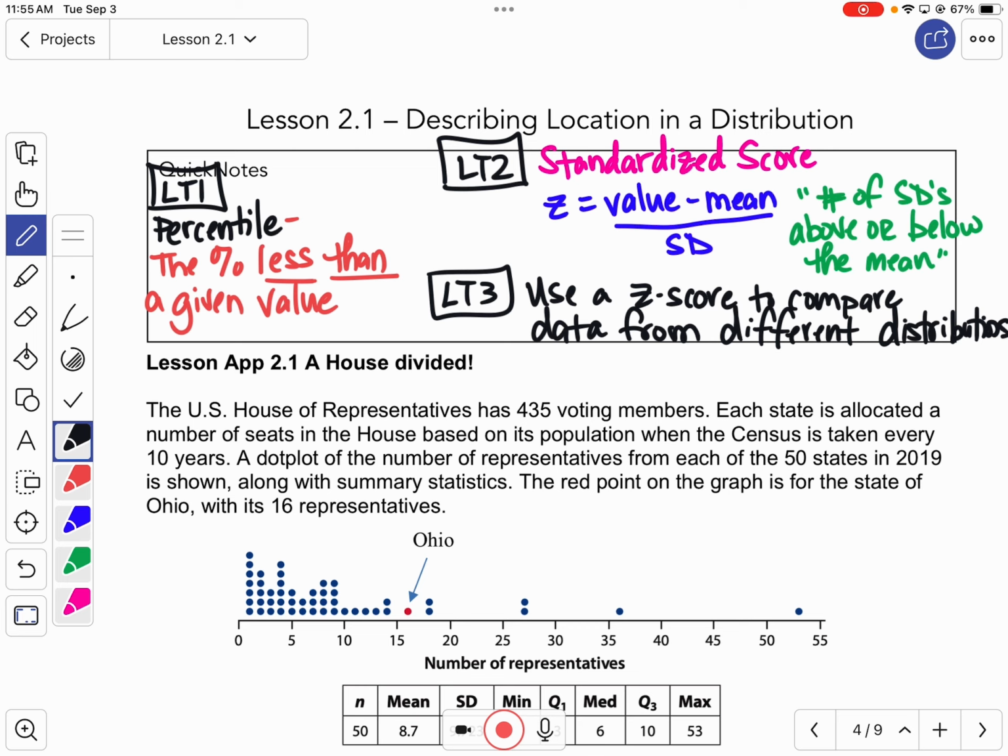Okay, I do want to work through the examples here on the back of this page just because they're good, okay? So learning target 1, get a percentile. It's the percent less than a given value. Standardized score, or z-score, all right? Value minus mean divided by your standard deviation tells us the number of standard deviations above or below the mean. And then finally, we want to use that z-score if we're going to compare data from different data sets.